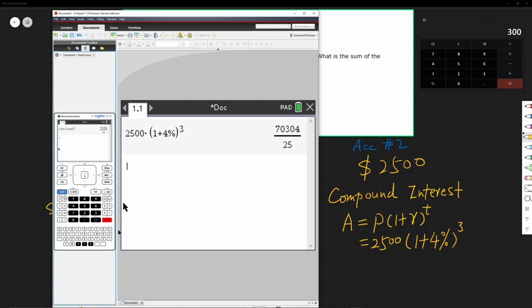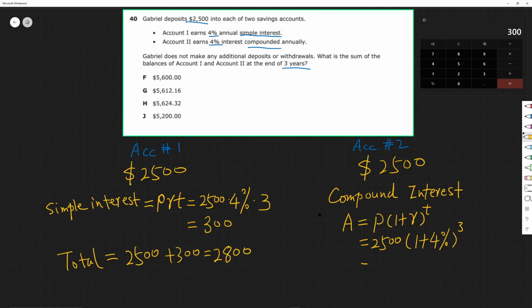We will use the template function of that calculator for the power of 3. It gives us the answer in fraction form because we didn't ask for approximation. So let's request a decimal answer by pressing Control Enter, and the answer is $2,812.16. Now do we also need to do the same step as in account 1? Do we need to add that 2,500? No, because this A already stands for the total. This is already the total in account 2, so we don't need to do the addition again.